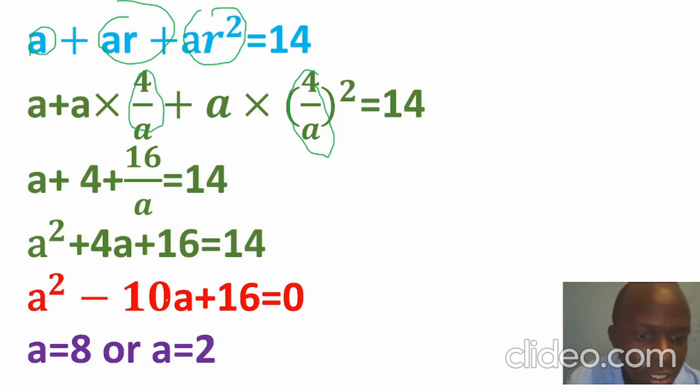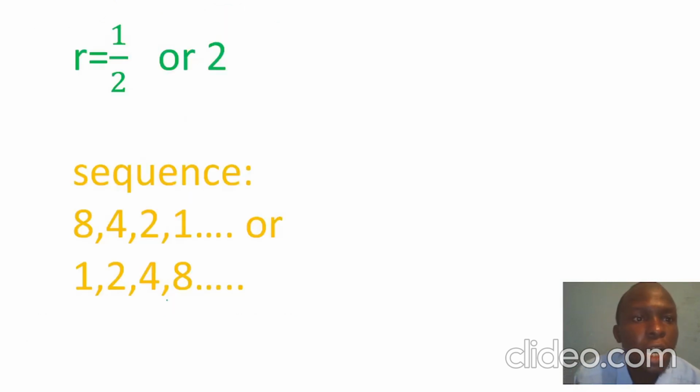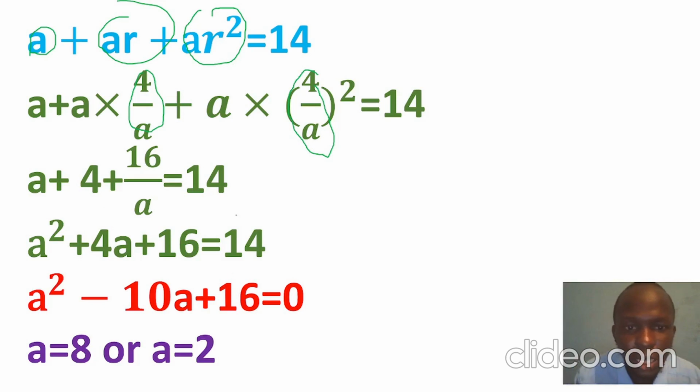Remember that this is a geometric progression, but it is a quadratic equation where 2 possible values can be evaluated. Now let us look at how to get the value of R now that we have already gotten A. R is simply a half or 2. How does it come to be? So R is equal to 4 over A.